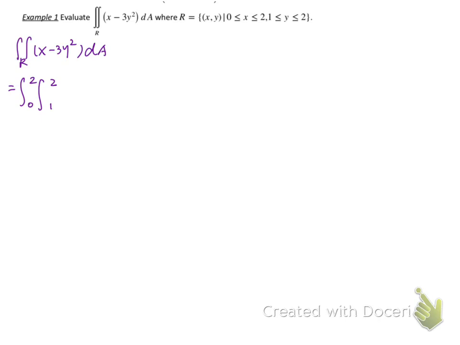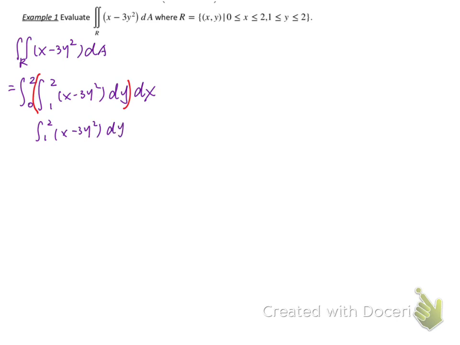Because you are going to do it from inner to outer, this way actually is y first, then x. Make sure your inner differential is matching the inner limits, and your outer differential is matching the outer limits. So y goes from 1 to 2 and x goes from 0 to 2. How do I evaluate it? I do my inner integral first. So the integral from 1 to 2 of x minus 3y squared dy.